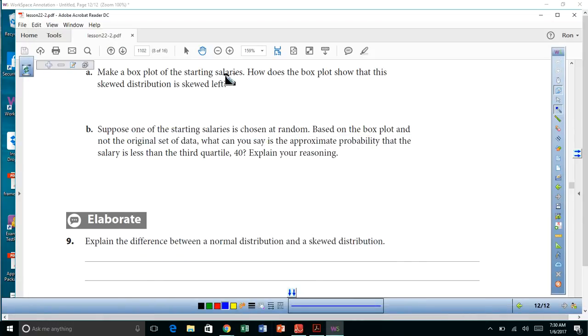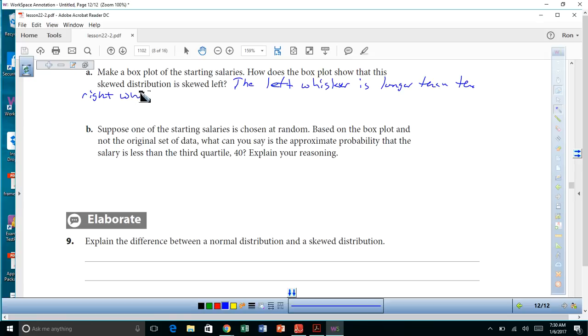Okay, the left whisker is longer than the right whisker, and the left box is wider than the right box.